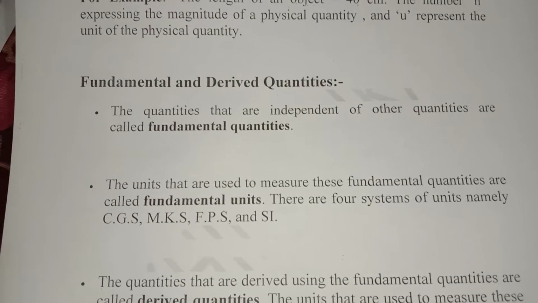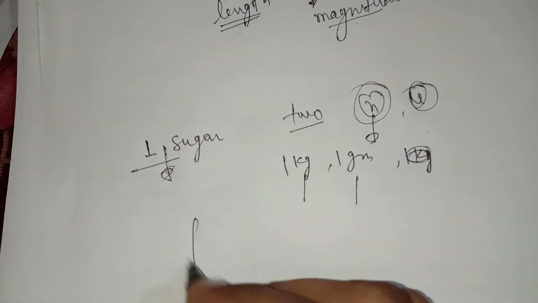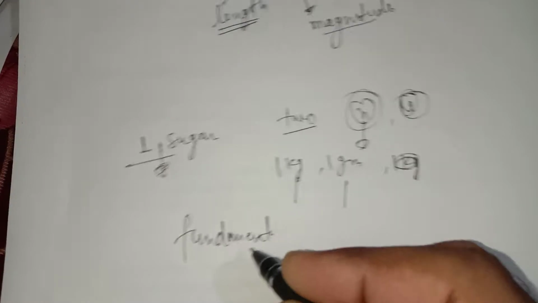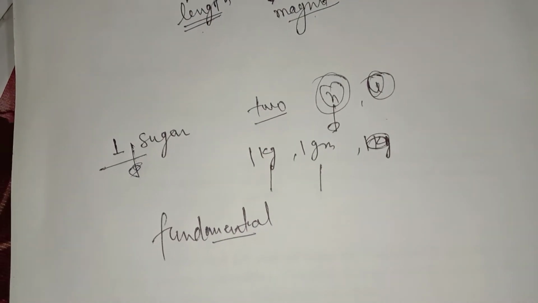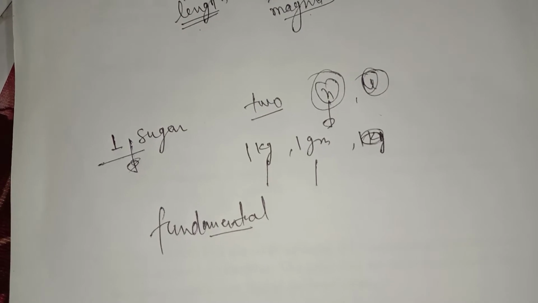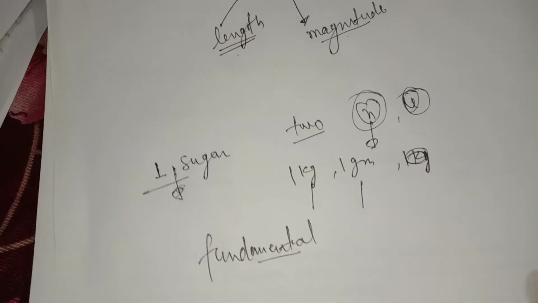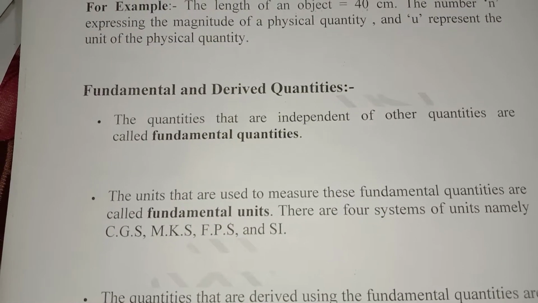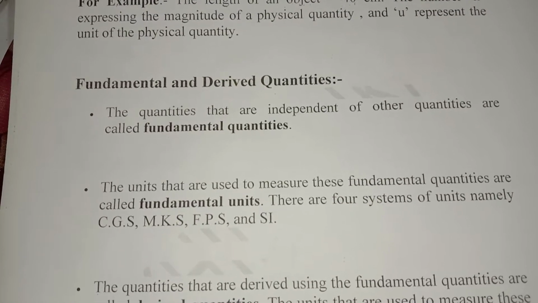ऐसे यूनिट जिनको खुद को शो करने के लिए किसी और फिजिकल क्वांटिटी की हेल्प नहीं लेनी पड़ती है, उनको हम कहते हैं फंडामेंटल यूनिट. या ऐसे यूनिट जिनको खुद को शो करने के लिए किसी अन्य यूनिट की हेल्प नहीं लेनी पड़ती है, ये खुद पर ही डिपेंड होते हैं, और वो फंडामेंटल यूनिट के नाम से जाने जाते हैं. जैसे हिंदी में हम यूज़ करते हैं वोवेल के लिए कि वोवेल कॉन्सोनेंट पे डिपेंड नहीं होते हैं.